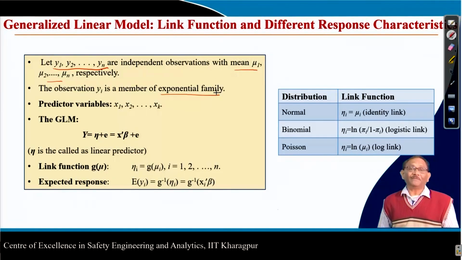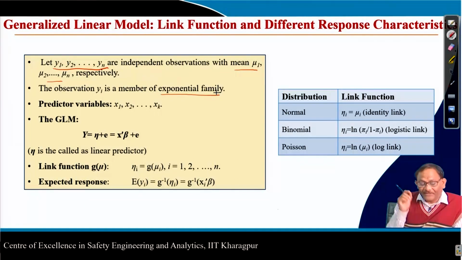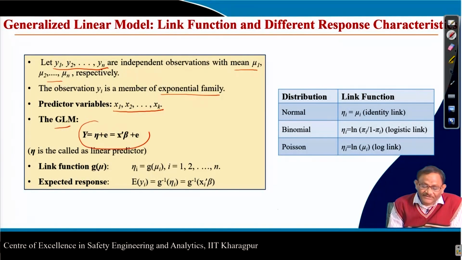What is an exponential family of distribution? Please Google it, find out what the exponential family of distribution is. So y comes out of one of the exponential family of distributions. Now, the other important part is that we have x1 to xk, predictor variables. What will GLM do? GLM will create this.